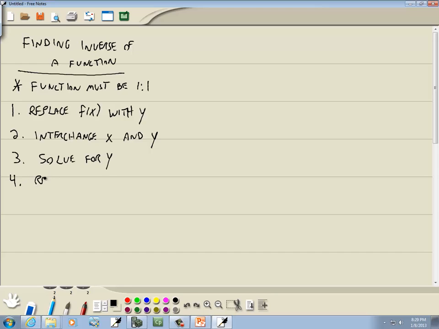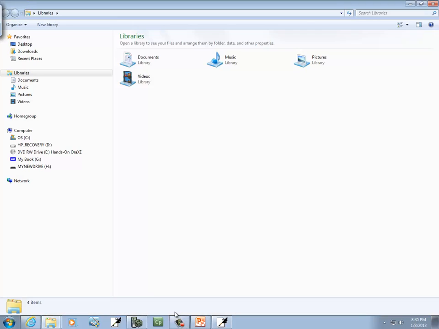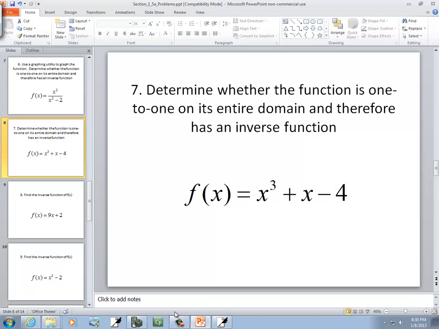Step 4, replace y with our inverse notation. And step 5, if necessary, make our inverse of f one-to-one using the graph. Graph is usually the easiest way to make something one-to-one, if it isn't already one-to-one. We'll find these first ones are one-to-one.